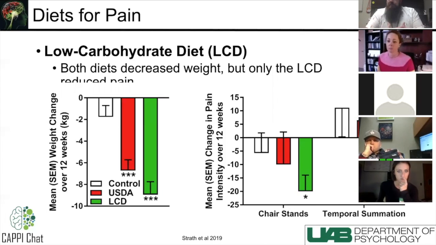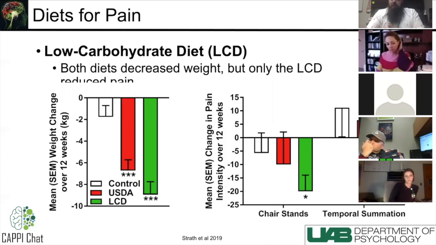Both of the diets reduce weight. So both the USDA diet and the low carb diet, shown here on the left-hand side, significantly reduced body weight, so around 20 pounds over that 12 weeks. But when we looked at the pain, we did evoked pain tests. So we had people with knee pain sit in a chair and stand up repeatedly 5 times. And if you've got knee pain, you know that that isn't terribly pleasant.